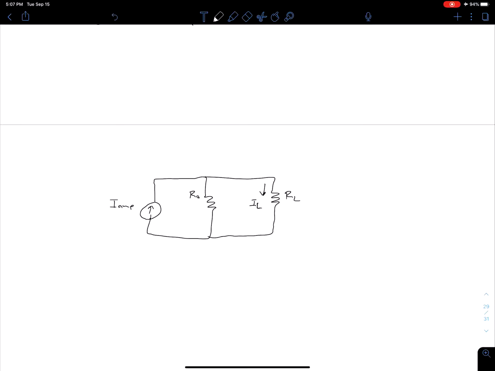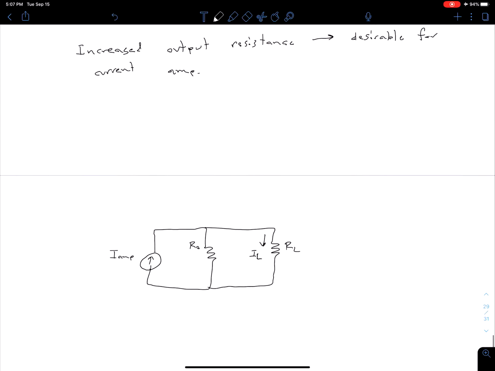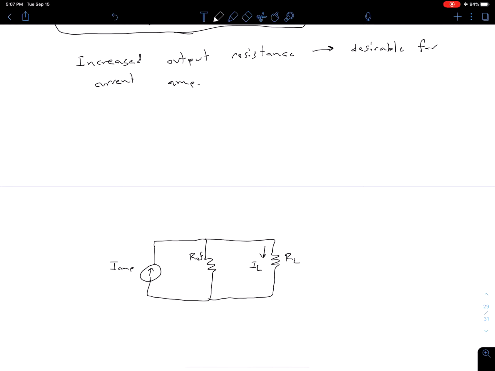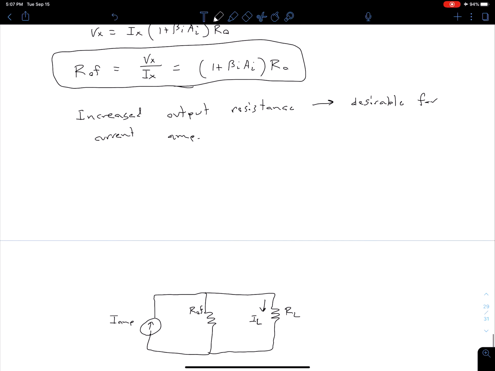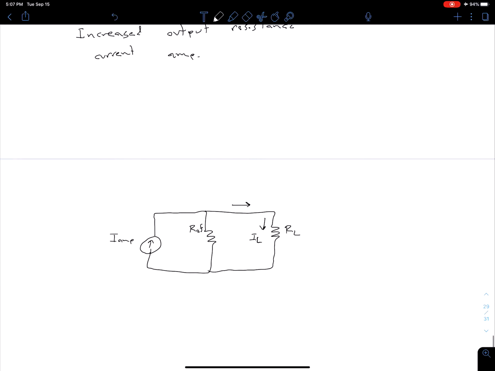And of course we want that I_L to be as close to our I_amp as possible. What we can see is that if our R_out, so this should be our R_out_F, is large, then more of the current is going to want to go through this direction. We could look at our current division equation the same as we did previously, but we can also just think about this qualitatively in terms of our current wanting to take the path of least resistance. So the larger this R_of value, the less the current is going to want to go through that branch.